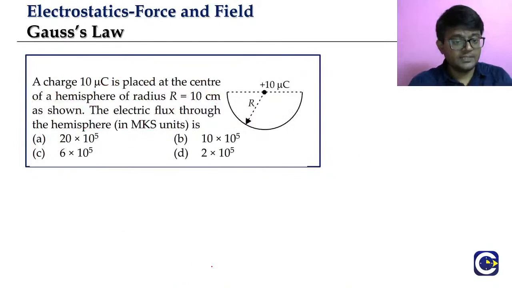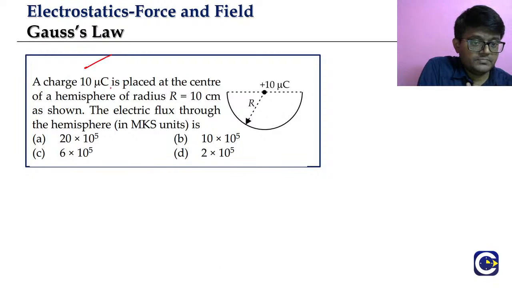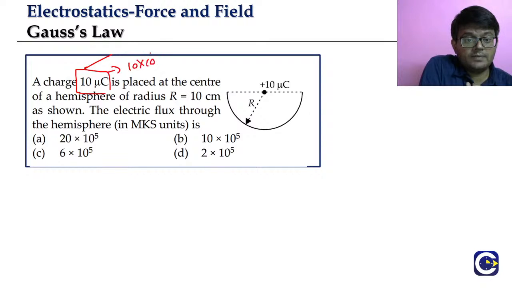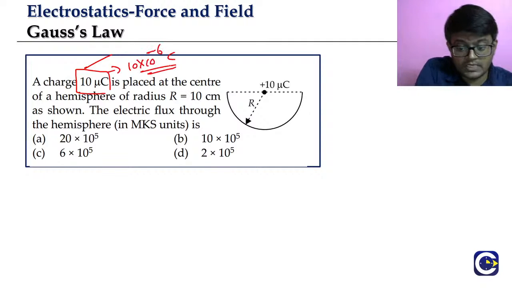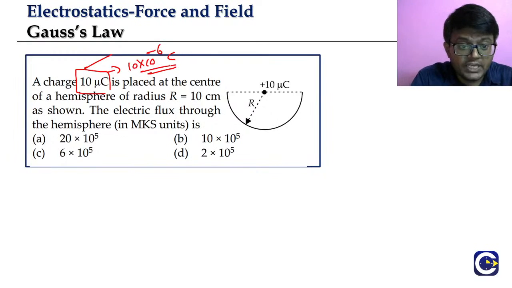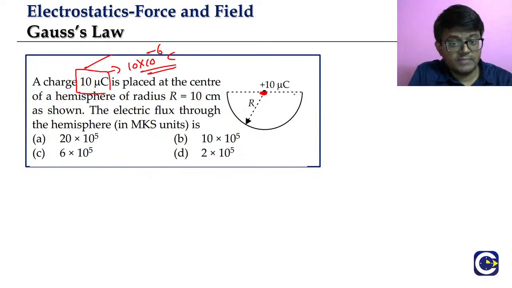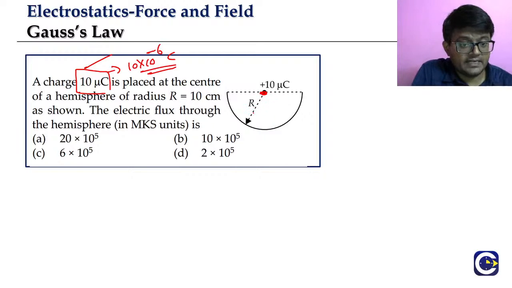Now look at the next question. This is another interesting question. A charge of 10 microcoulombs, so the charge value is 10 microcoulomb. A microcoulomb is 10 into 10 power minus 6 coulombs. A charge of 10 microcoulomb is placed at the center of a hemisphere of radius 10 cm. We have placed it at the center of the hemisphere, and the radius is 10 cm. The electric flux through the hemisphere in MKS units.